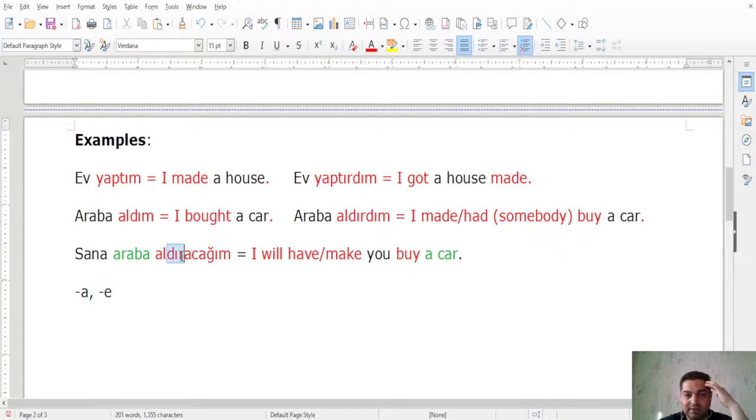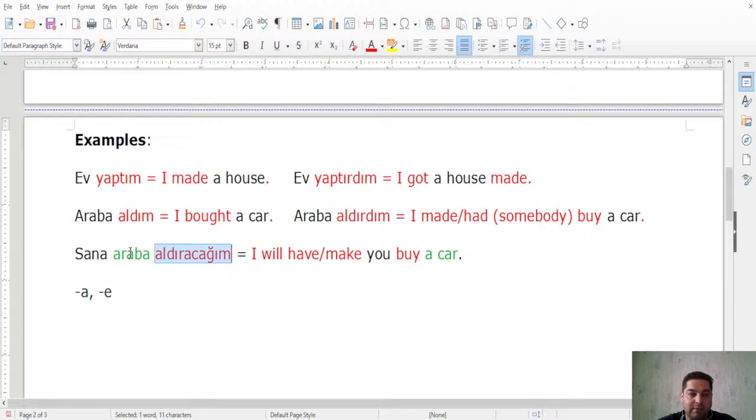It is the reflexive causative suffix, and then we have the future tense acak, and then we have the personal ending I, right? I will have or make you. You here means sana, right? Exactly. That has to be in the dative case always. And buy a car, right? I will have make buy means aldıracağım.